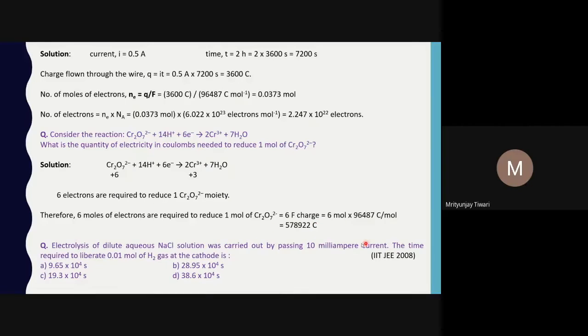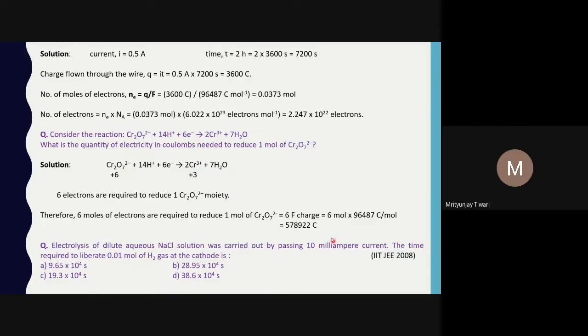Now let us take this question. This was asked in IIT JEE 2008. Electrolysis of dilute aqueous NaCl solution was carried out by 10 milliampere current. The time required to liberate 0.1 mole of hydrogen gas at cathode is what?